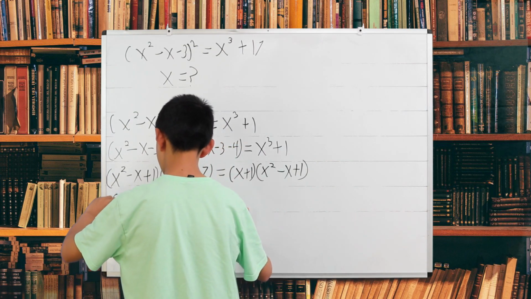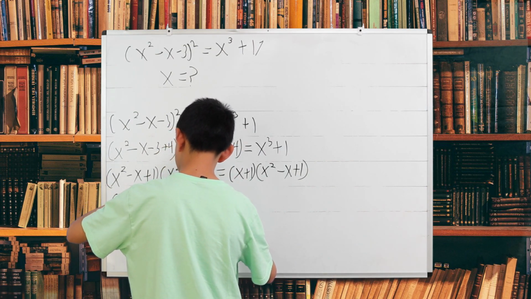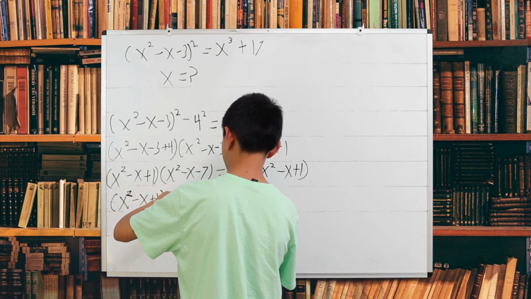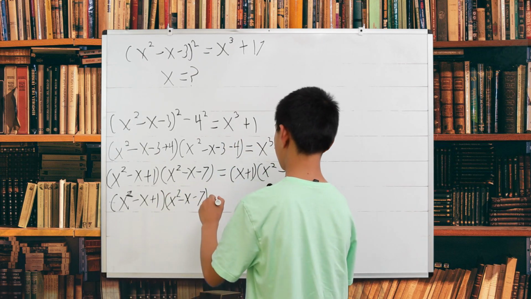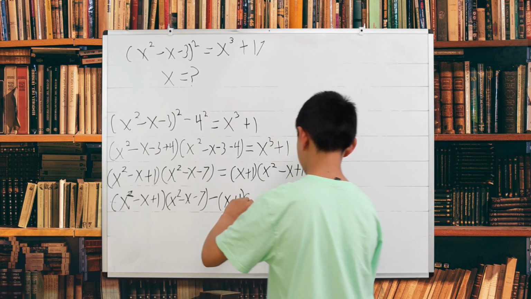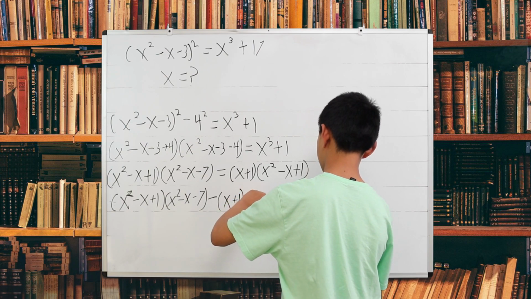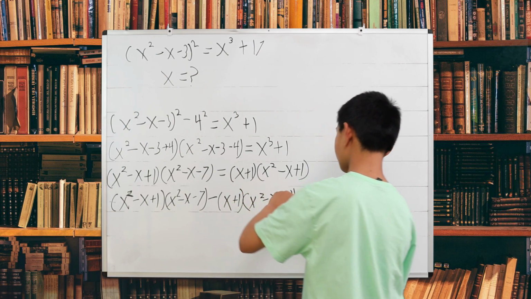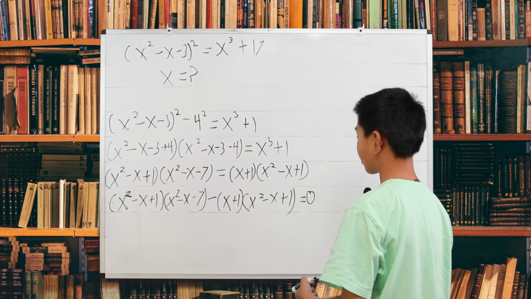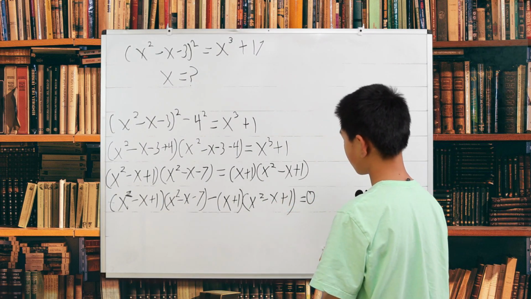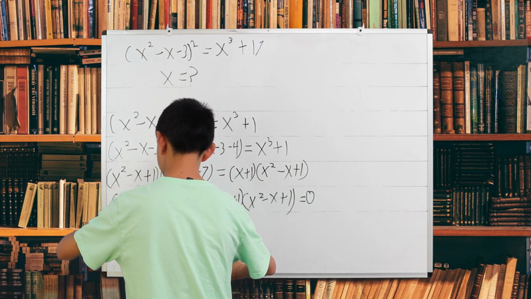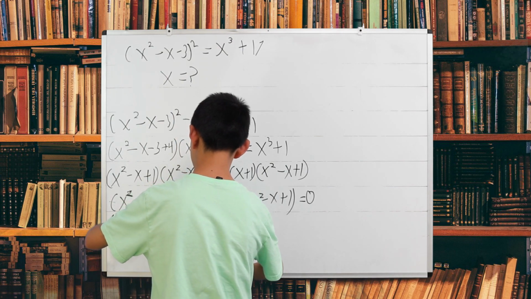So what you get is (x² − x + 1) times (x² − x − 7) minus (x + 1) times (x² − x + 1) is equal to 0. Now we see that both of these terms have a factor of x² − x + 1. So we can take that out. We take it out here, x² − x + 1.